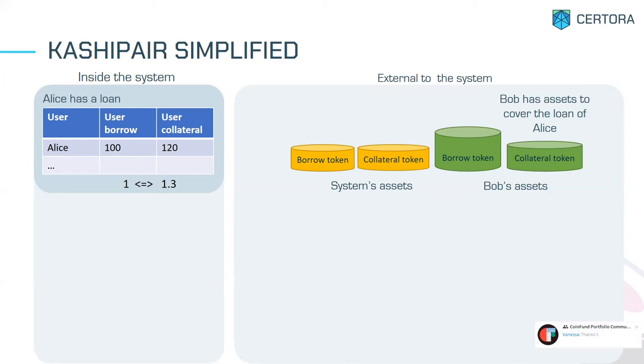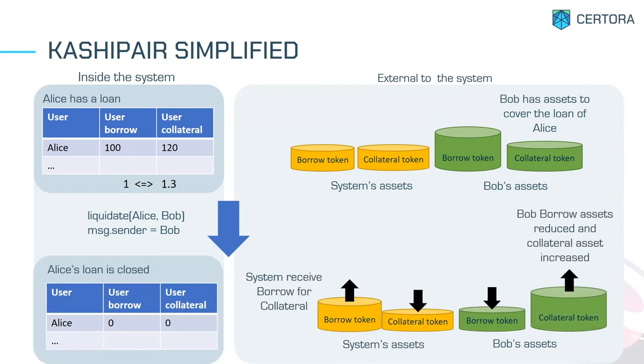So in this case, you see Bob here. Bob has a sufficient borrow, and Bob can come and cover Alice's loan. So that's what happens. It executes liquidate Alice Bob with the message sender being Bob. And now it executes that. What will happen is that Alice's loan is covered. Bob gets some reward because he can get the collateral, and the system also covered the loan. So basically, this is an idea where Bob has the incentive to cover. It's a lovely idea that Bob has the incentive to cover Alice's loan. So that's a very good idea.